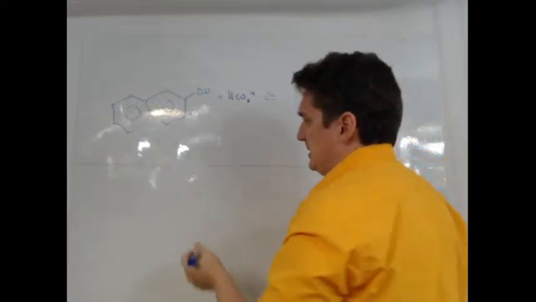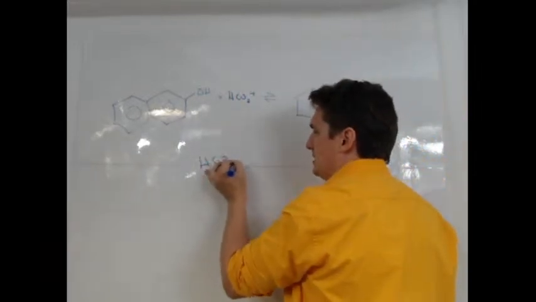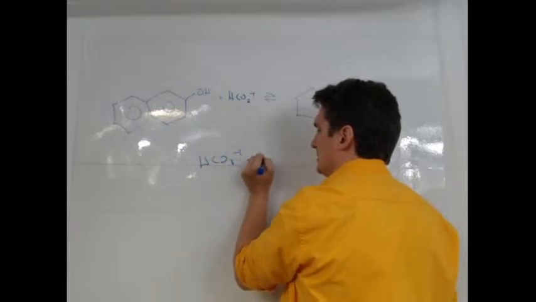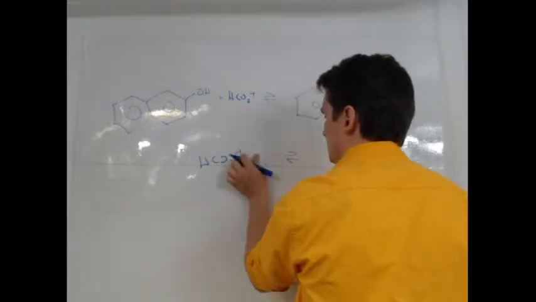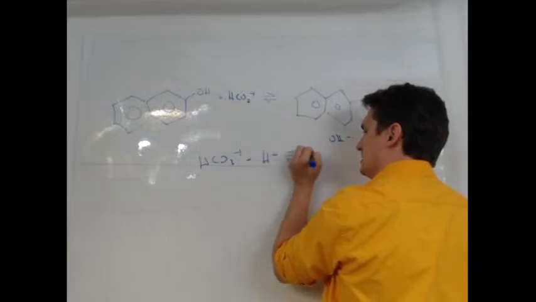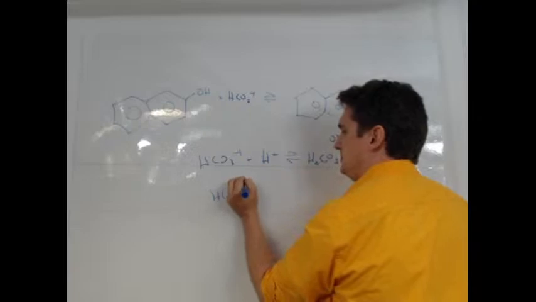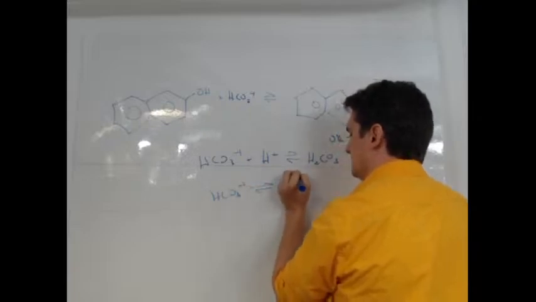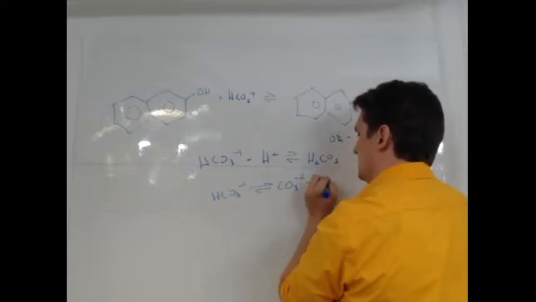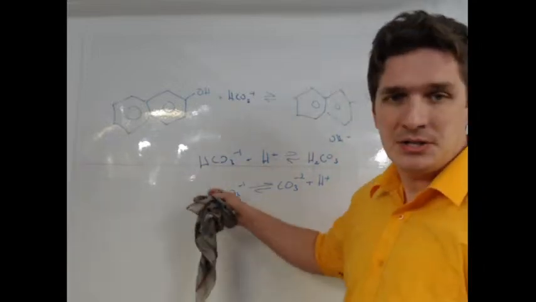Bicarbonate is both an acid and a base. So you can write the base reaction, and under acidic conditions it forms carbonic acid, but it will also dissociate to give you carbonate. So why do we know it's this reaction and not this reaction?